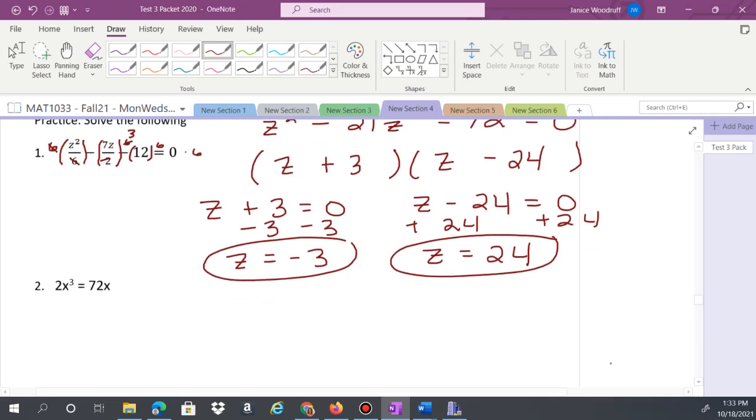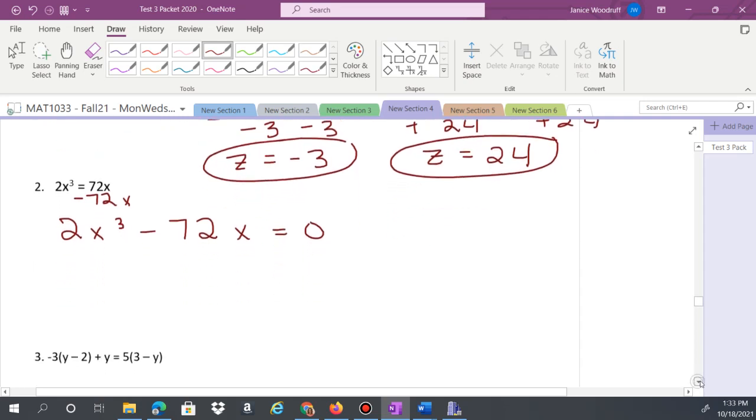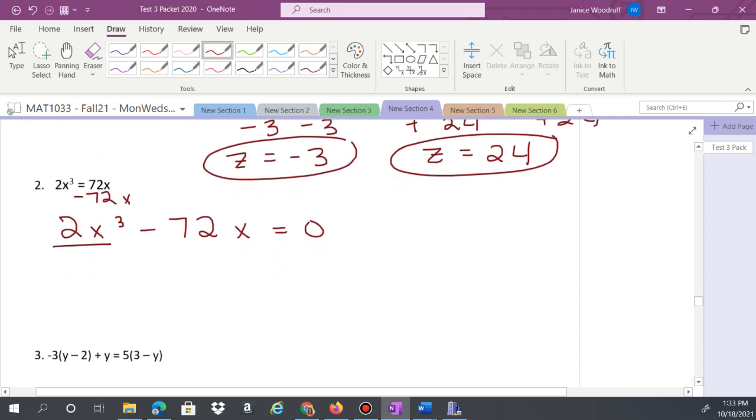Okay, so let's look at this next one. Let's go ahead and move the 72x over, so I'm going to subtract that. So I'm going to have 2x cubed minus 72x equals 0. Is there a GCF there I can take out? 2x, yeah. All right, so I take that 2x out.